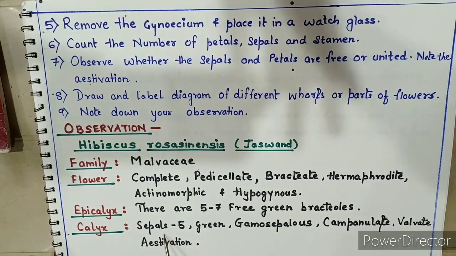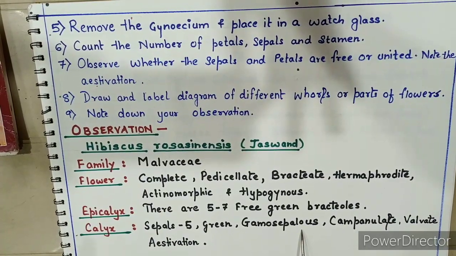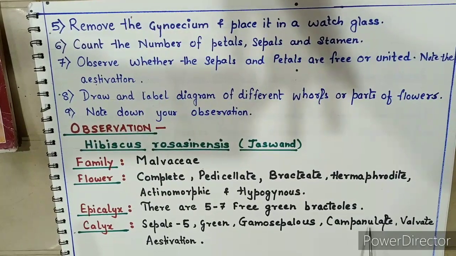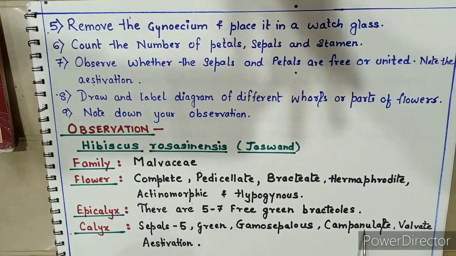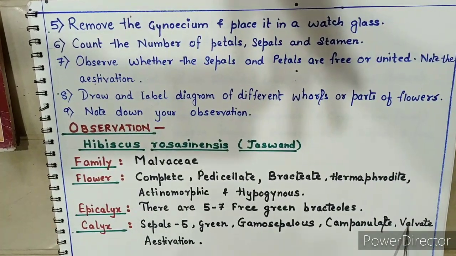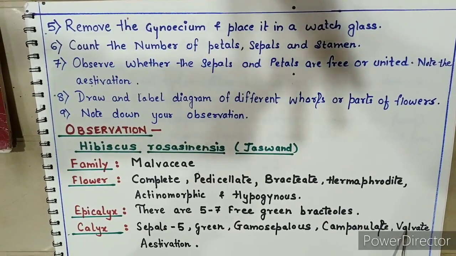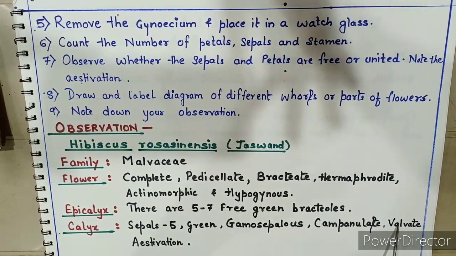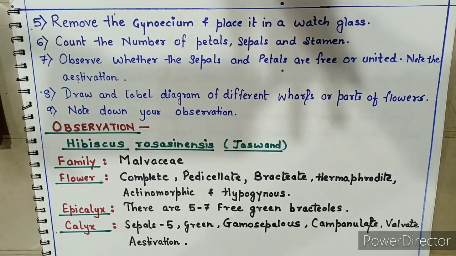Calyx, made up of sepals. They are 5 in number, green in color. Gamosepalous: they are fused at the base and free at the terminal end. Campanulate: the sepals are fused to form a bell-shaped calyx. They show valvate estivation. Valvate estivation is nothing but, children, the arrangement of sepals where the sepals touch each other, adjacent to each other. They don't overlap. Showing valvate estivation.